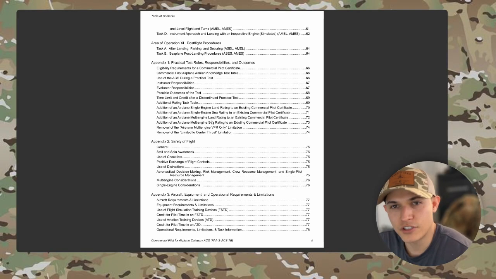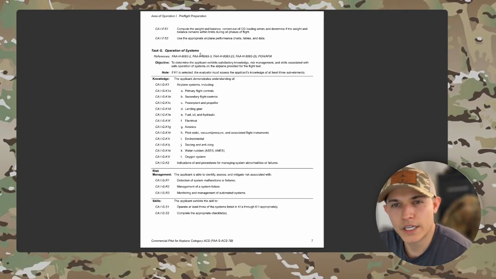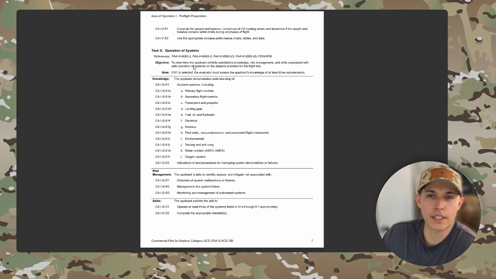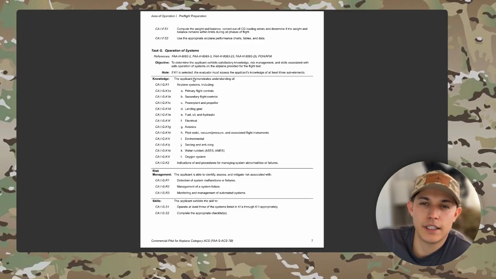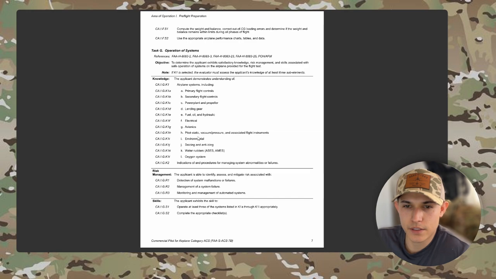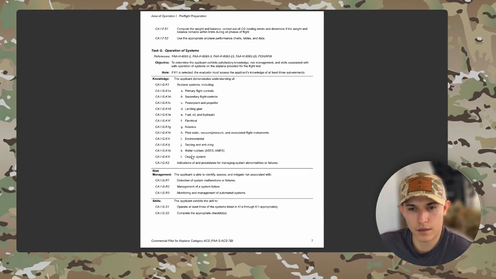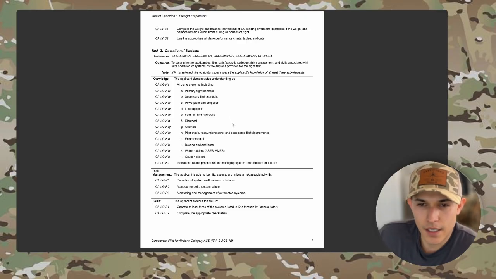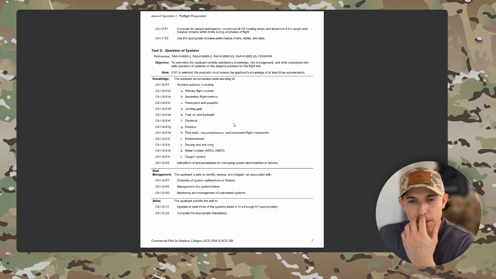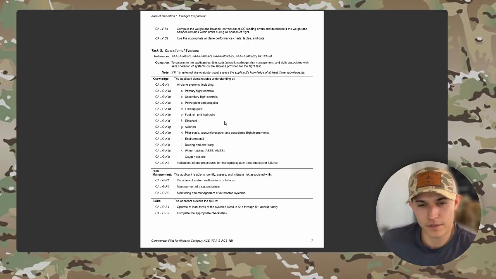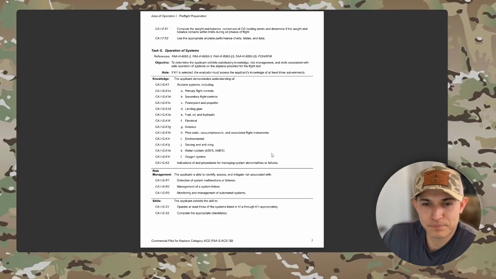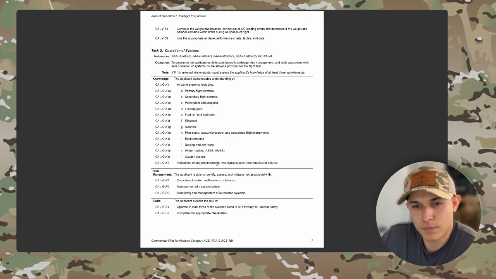You'll click in here, and let's talk about task G, operation of systems. If I look in here, it's going to break it down and tell you what you're supposed to know knowledge-wise. These are all little things that you can get asked on, and you should be able to explain and know what they are. Obviously, it's a lot, but you should have all this memorized before the checkride even starts. Don't get overwhelmed. You'll take it all one step at a time.